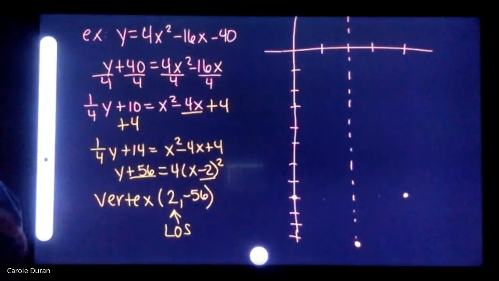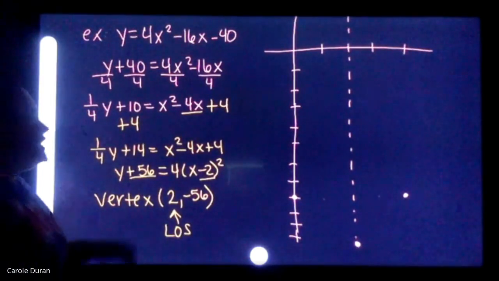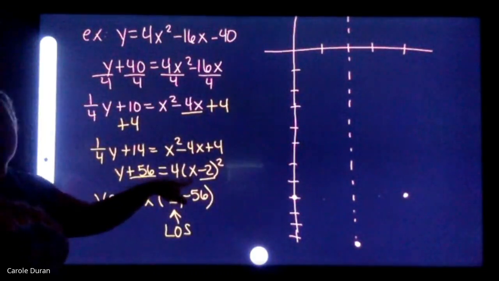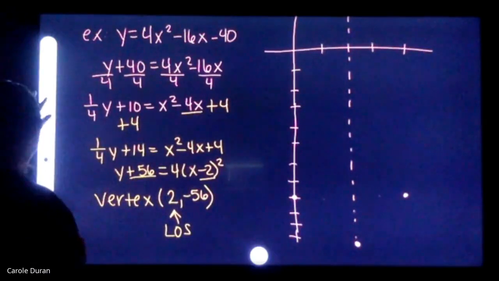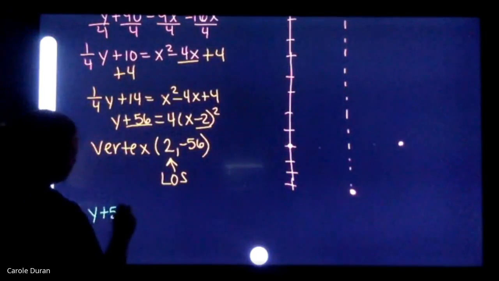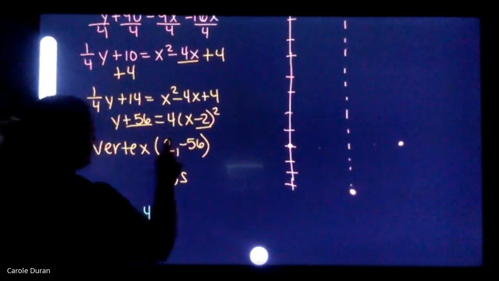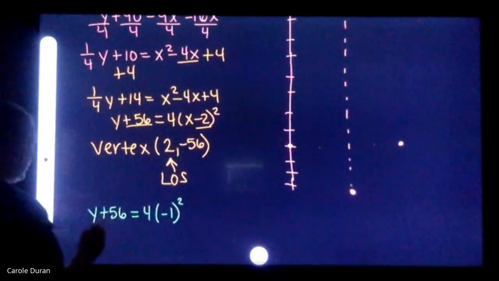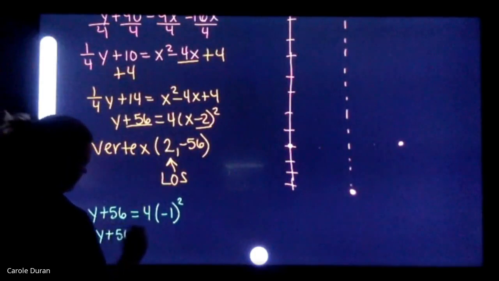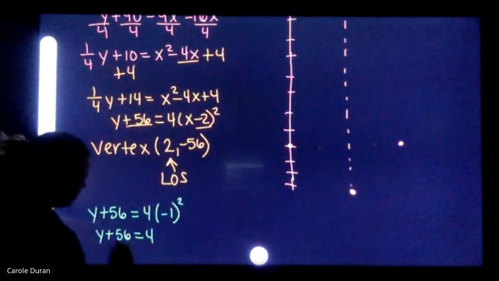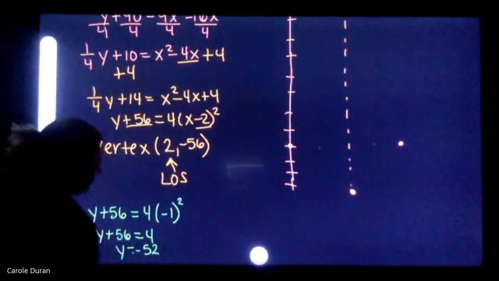When we graph our quadratics, we need 5 points in total. So to find my next point, I can just go ahead and take x equals 1, plug it in for x here in this vertex form equation. When I do that, I get y plus 56 equals 4 times 1 minus 2 is negative 1. When I square negative 1, it's just 1. And 1 times 4 is just 4. Subtract the 56 across, and I get y equals negative 52.